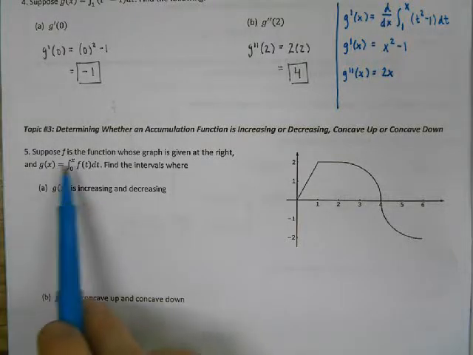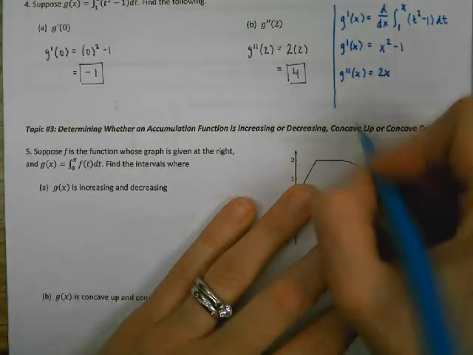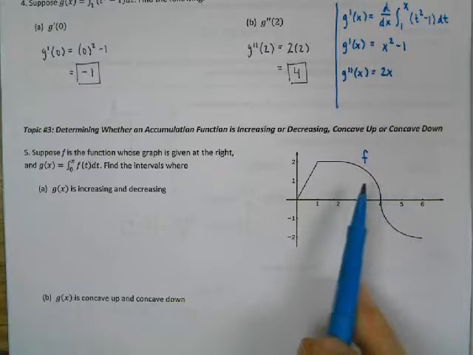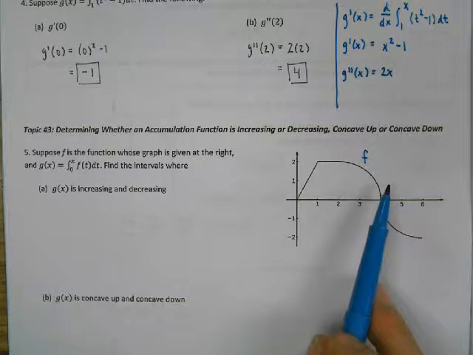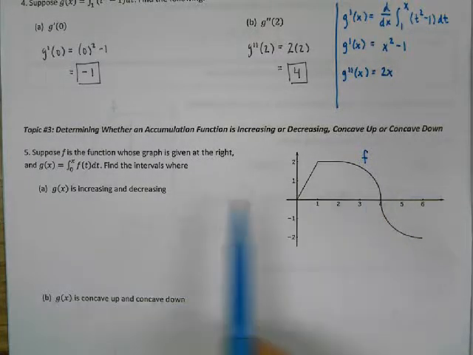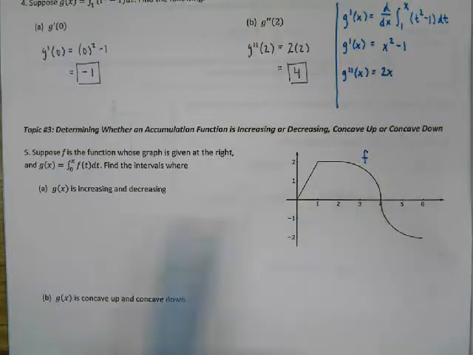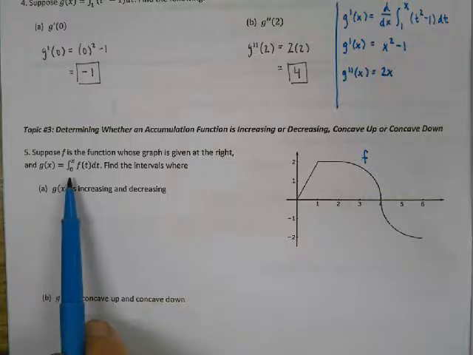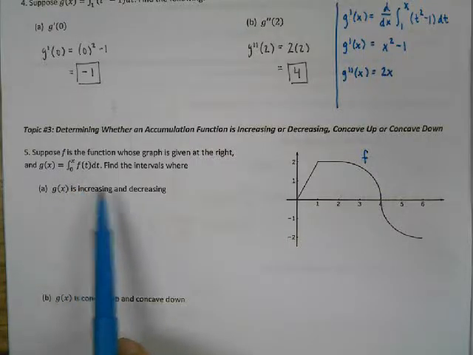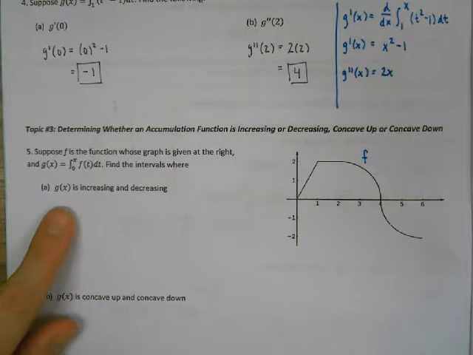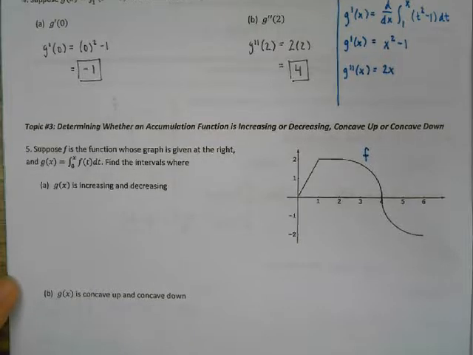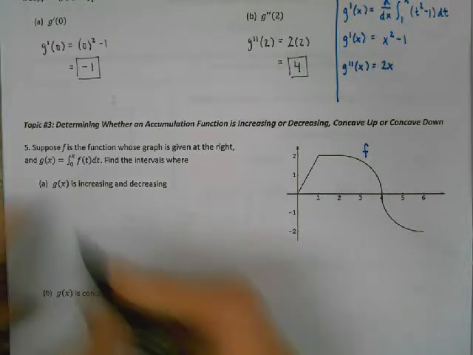All right, so here it says f is the function whose graph is given at the right. So I'm going to put that so I don't get confused. I'm very clear that this is the function f. Okay, so this is the function whose graph is given at the right. And again, I have my accumulation function, g of x equals the integral from 0 to x of f of t dt. So I need to find the intervals where g of x is increasing and decreasing, and where I'm concave up and concave down.